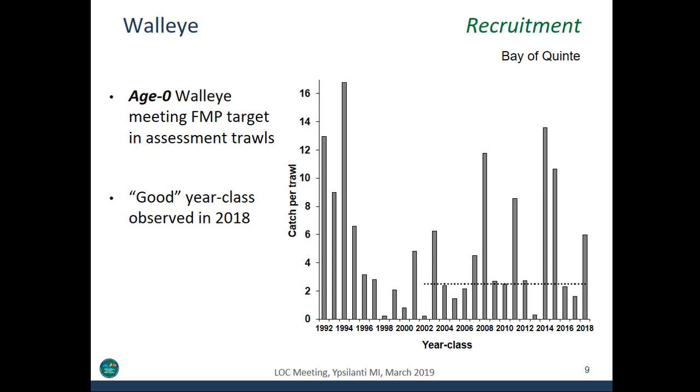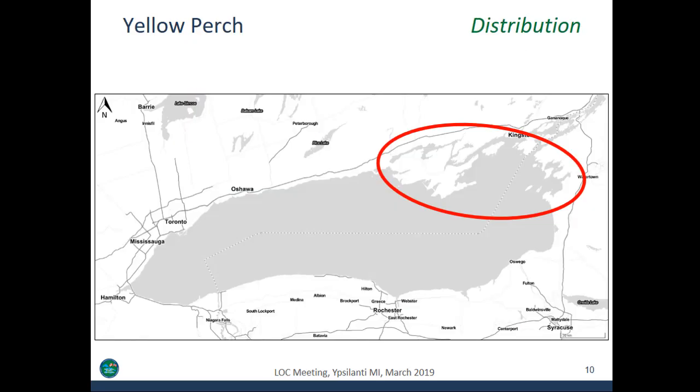So recruitment, this is age 0 walleye. Again, this is our fishery management plan targets. Catch per unit trawl is on the y-axis, year class on the x. We can see in 2018, this is classified as a good year class. This was following two relatively poor year classes, so this is really great to see. So overall, walleye is doing quite well in our assessment.